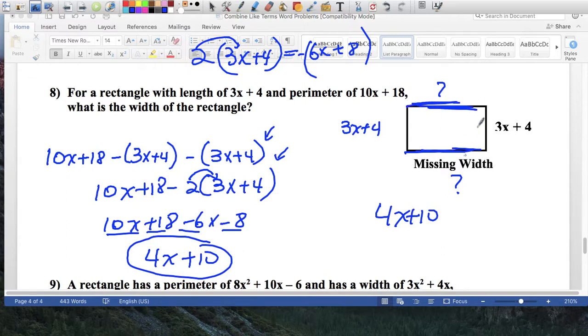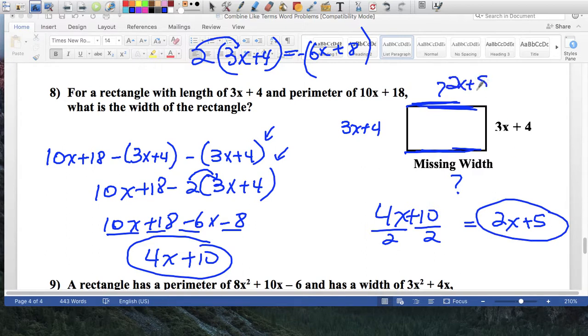But how do I find the width, the length of one of them? I have to take this expression and divide it by 2. So I'm going to divide this by 2, and divide this by 2. 4x divided by 2 is just going to be 2x. And then 10 divided by 2 is just going to be 5. Which means that this one on top is 2x plus 5. And this one at the bottom is 2x plus 5.